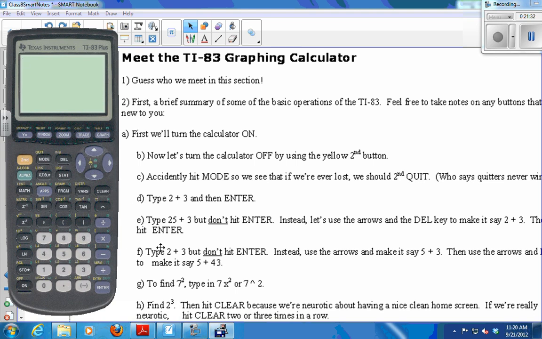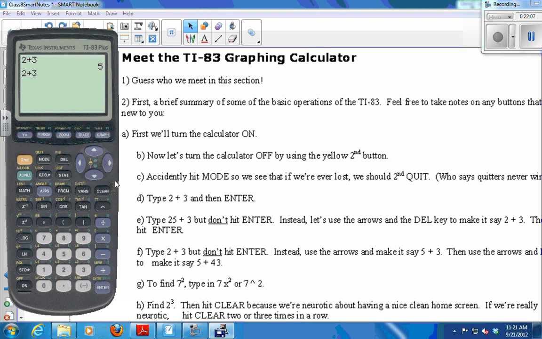Okay, so you can do general arithmetic in the home screen. Type 2 plus 3. And there's no equal sign. You use the enter button instead of equals, and you get 5. Now let's say you were trying to type 2 plus 3, but you typed 25 plus 3 by mistake. You have a little typo. You can use the arrow keys to go back into what you've typed, and then there's a delete button.